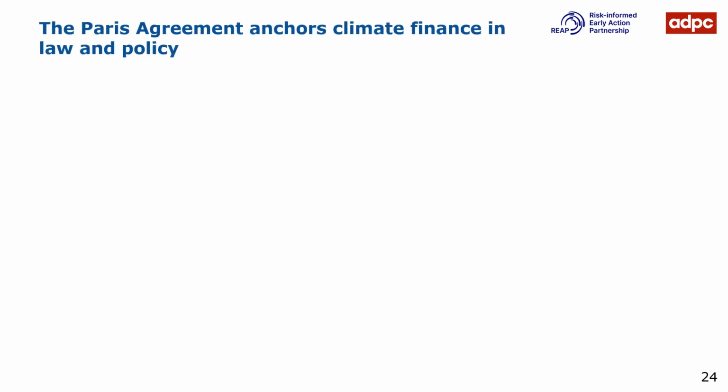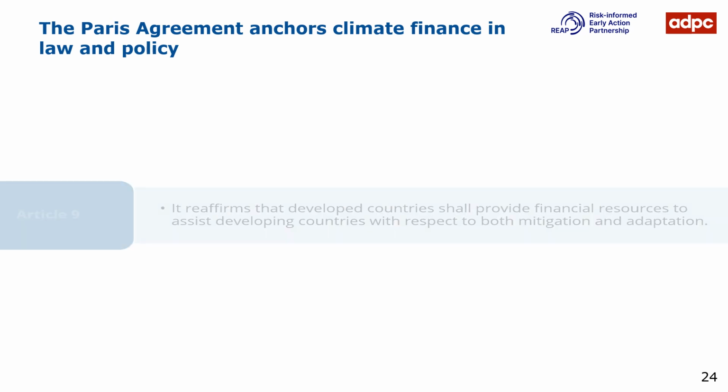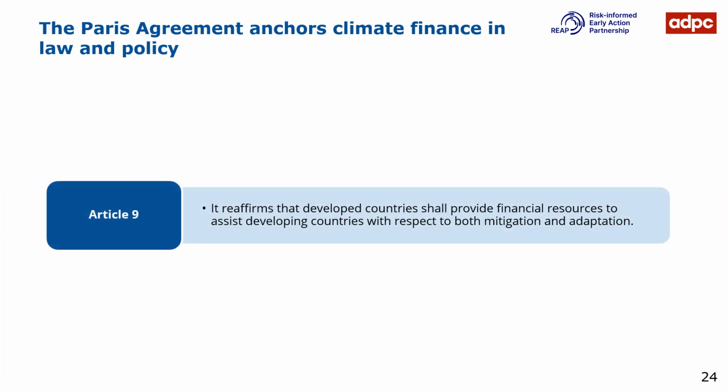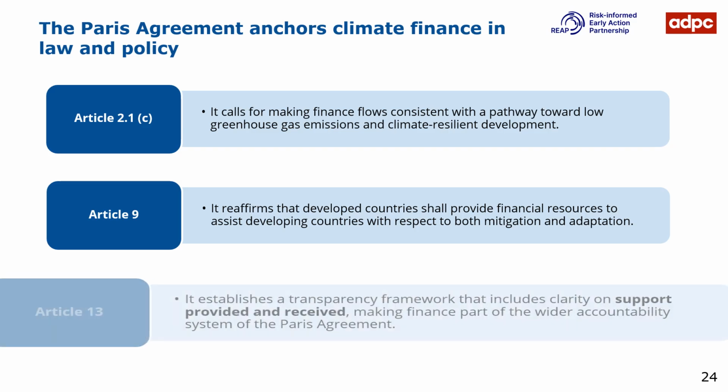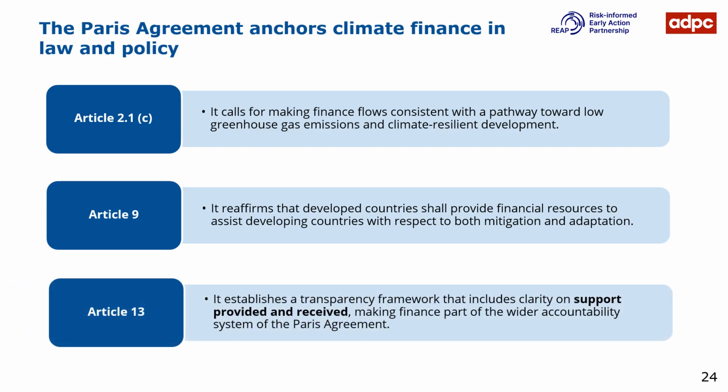This slide highlights three important Paris Agreement provisions. Article 9 reaffirms that developed countries shall provide financial resources to assist developing countries with mitigation and adaptation. Article 2.1c broadens the agenda by calling for finance flows to be made consistent with low greenhouse gas emissions and climate-resilient development. Article 13 establishes the enhanced transparency framework, including clarity on support provided and received.